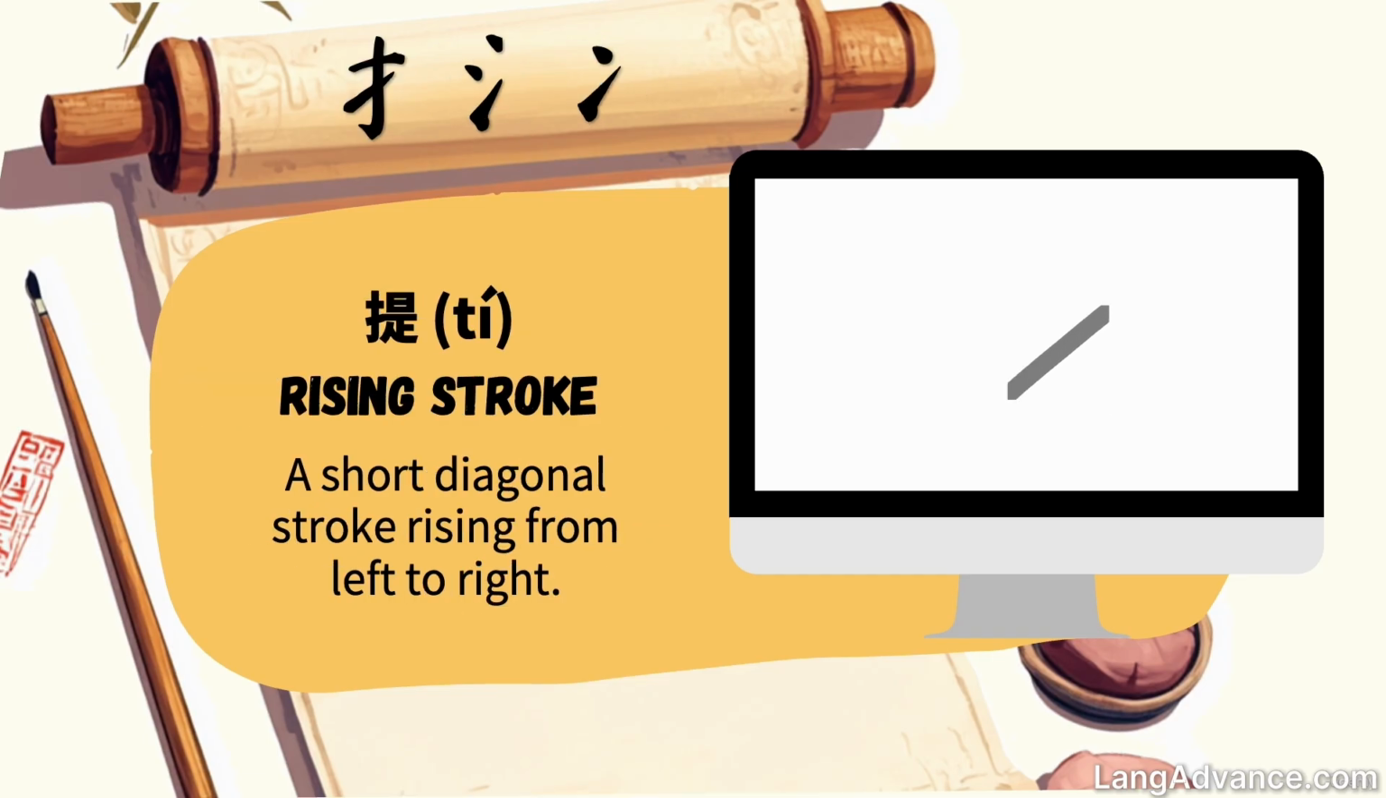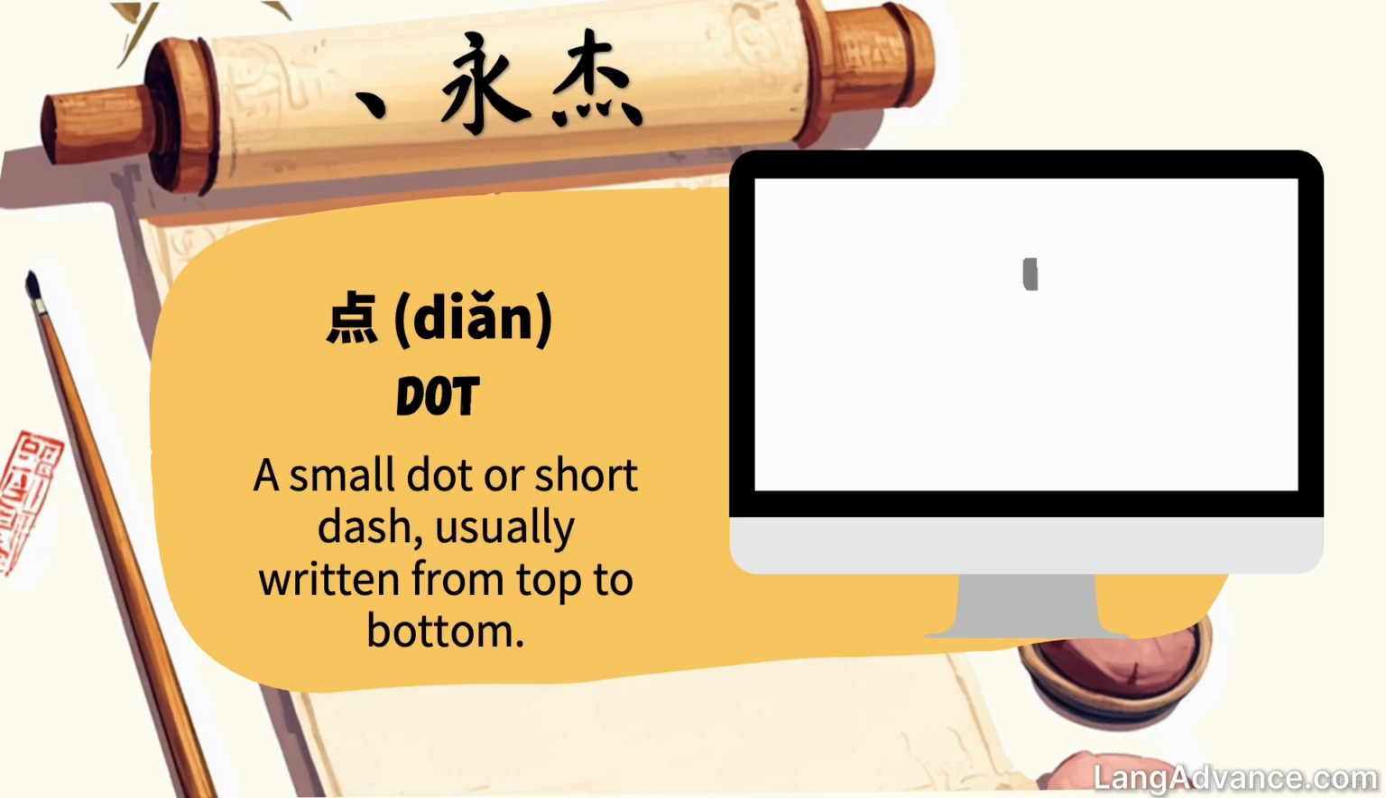And we have the ti, which is the rising stroke. So you start off from bottom left and you flick it upwards to the right. And we have the dot, the 点, a small dot or small dash. So we basically write it from top to bottom. Basically, you're just giving it a little dash.